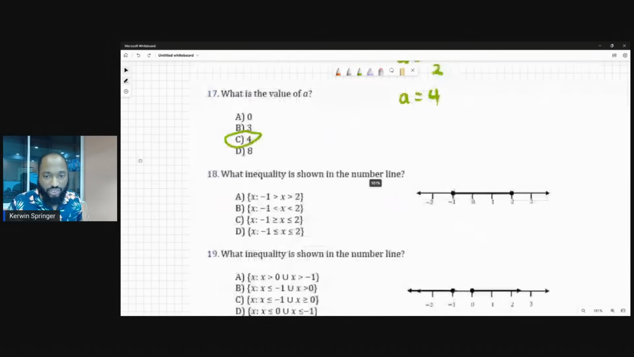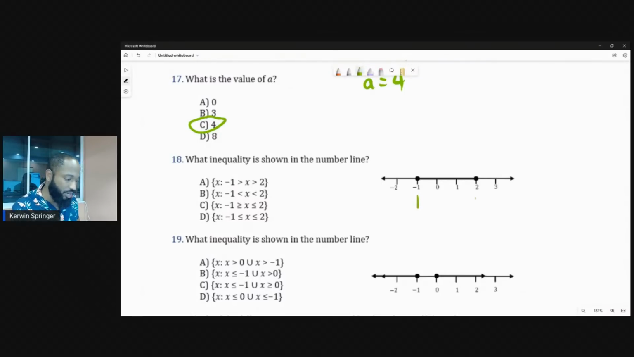What inequality is shown on the number line? Well, it's trapped between -1 and 2. All of them have -1 and 2, but it's including them because it's shaded. See how it's shaded? So I'm not supposed to be using these kinds of inequalities. It's trapped in between, so it's greater than -1, whatever it is, and less than 2. So I want the inequality signs to point like this. You understand? So x must be greater than -1 and x must be less than 2.